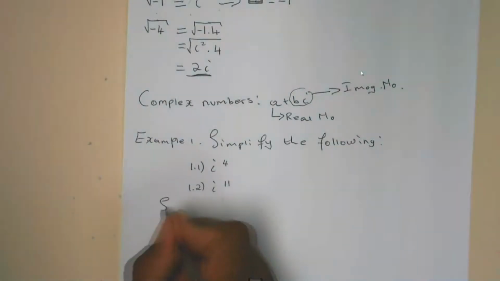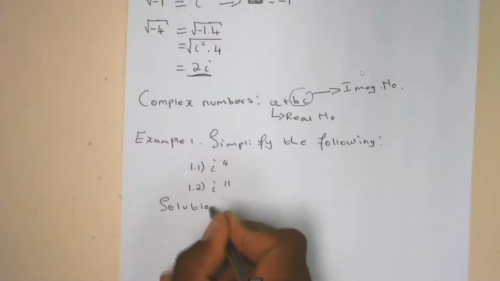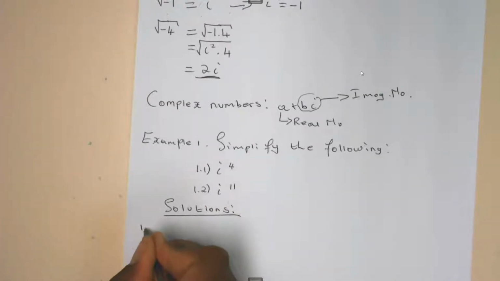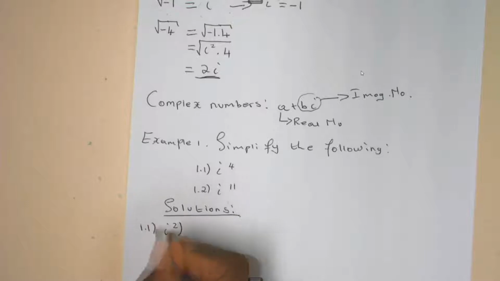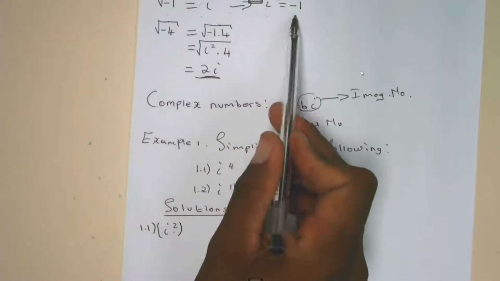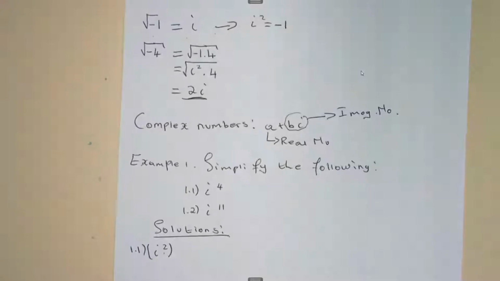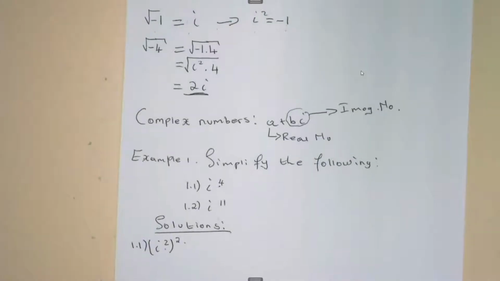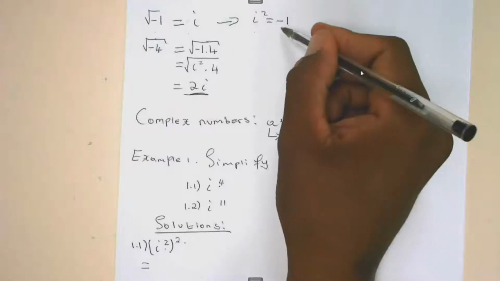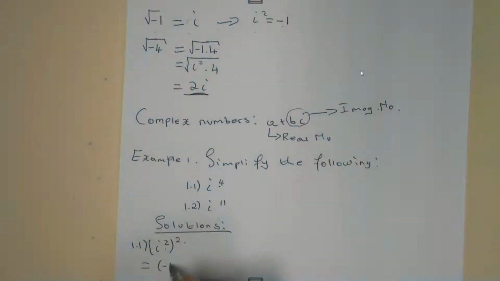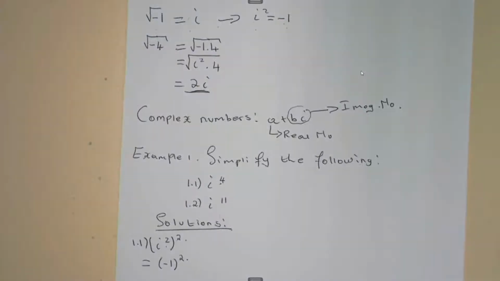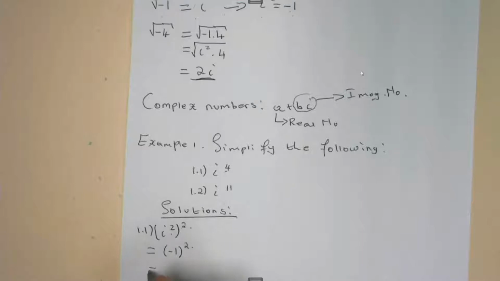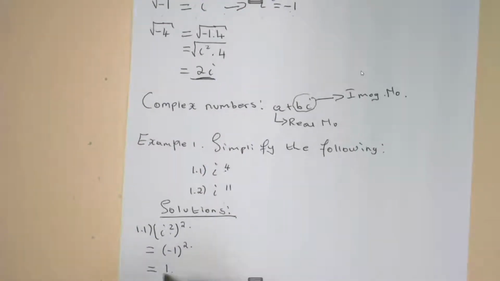So we'll just say, for 1.1, we work with i squared, because we know i squared is equal to -1, so we are always going to work with i squared. But we have i to the power of 4, so it means it will be i squared to the power of 2, saying 2 multiplied by 2 is 4, giving us i squared, which we know is equal to -1. So we are going to substitute -1 here to give us -1 to the power of 2. Now anything to the power of 2 will give you positive. So the answer will be positive 1.